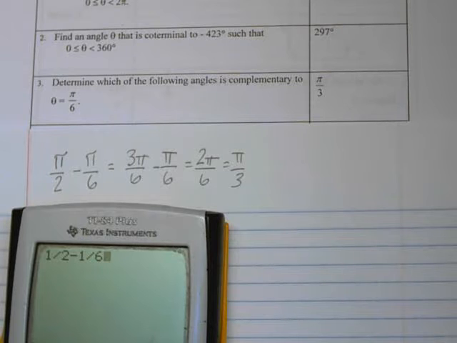So if we put it in the calculator, the fractions, don't put pi in the calculator, you get 1/3, which represents the pi over 3.